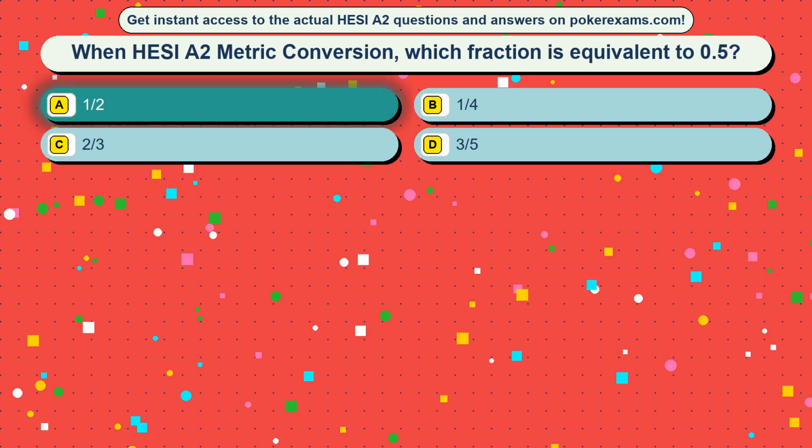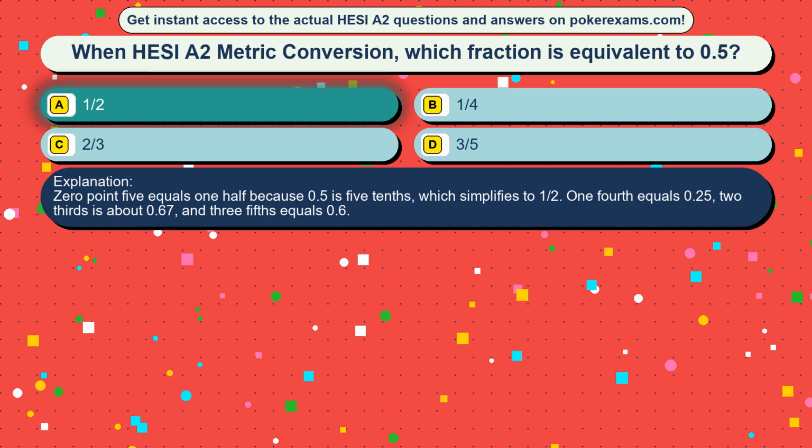The correct answer is option A, one half. 0.5 equals 1/2 because 0.5 is 5/10, which simplifies to a half. 1/4 equals 0.25, 2/3 is about 0.67, and 3/5 equals 0.6.